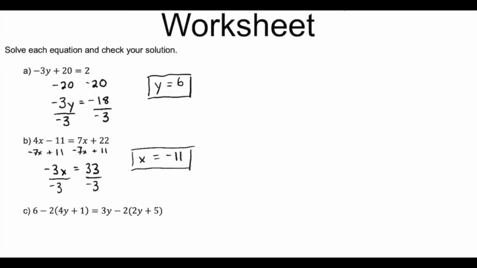Remember the rule in algebra, whatever you do to one side, you must do to the other. So that leaves me with negative 3y on the left-hand side. And on the right-hand side, I've got 2 and I subtract 20 and I've got negative 18. Then I will divide both sides by negative 3. A negative divided by a negative makes a positive, leaving us with a solution of 6.